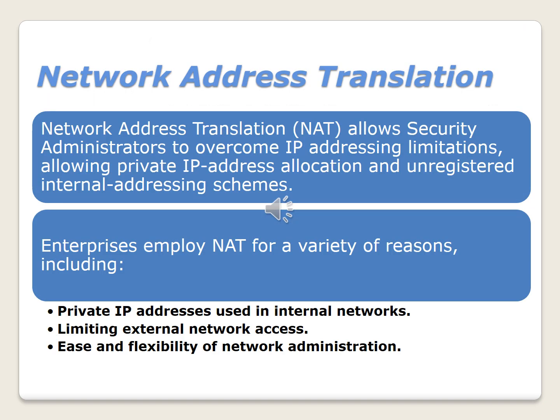Network address translation (NAT) allows security administrators to overcome IP addressing limitations, allowing private IP address allocation and unregistered internal addressing schemes. Enterprises employ NAT for a variety of reasons, including private IP addresses used in internal networks, limiting external network access, ease and flexibility of network administration.